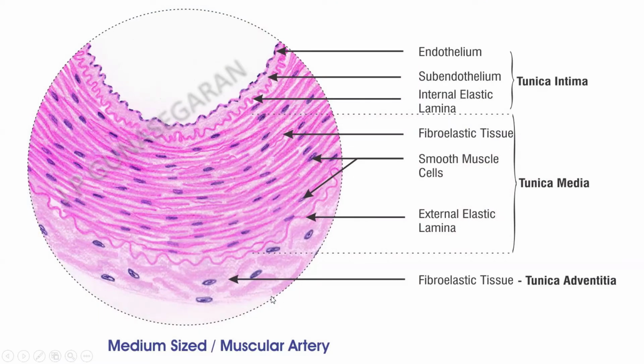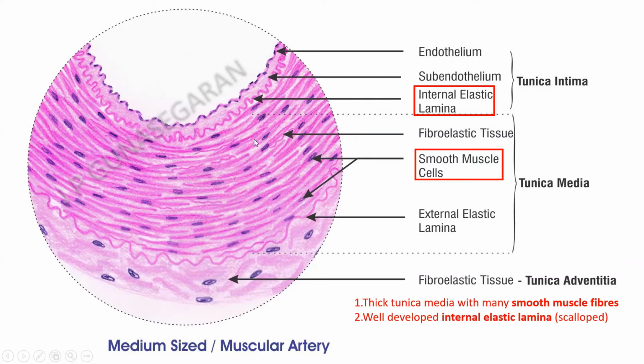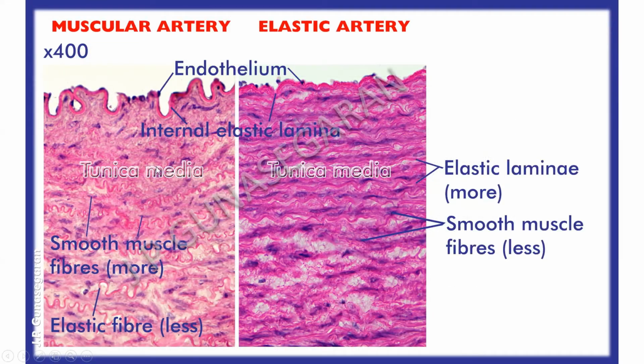This is an H&E drawing of a medium-sized muscular artery, and it is characterized by the presence of a thick tunica media with many smooth muscle fibers and a well-developed internal elastic lamina which is thrown into folds. This is a photomicrograph of a muscular artery and an elastic artery under higher magnification.